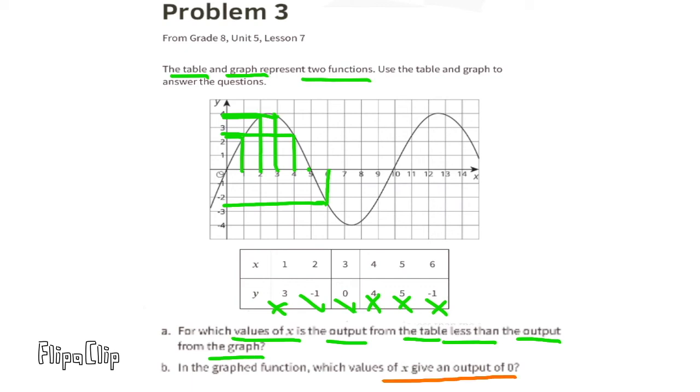B. In the graphed function, which value of x gives an output of 0? On the graph, I can see 3 locations where the output or y value is 0. When the value for x is 0, the value for y is 0. When the value for x is 5, the value for y is 0. And when the value for x is 10, the value for y is 0. So at x values 0, 5, and 10, the output or y value is 0.